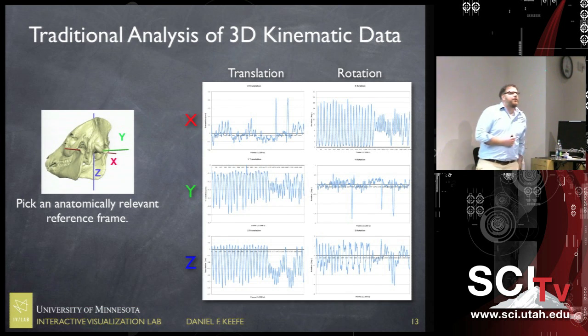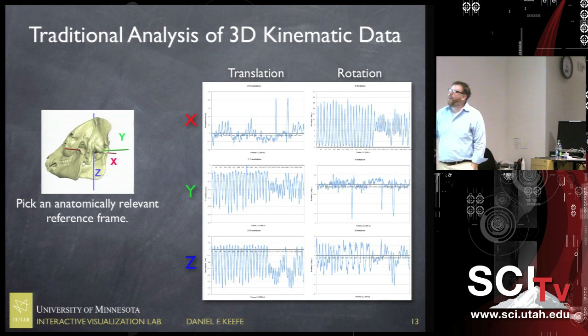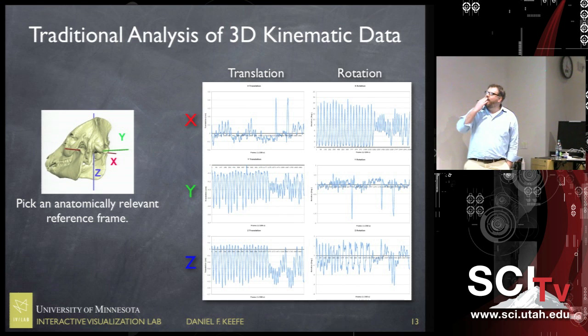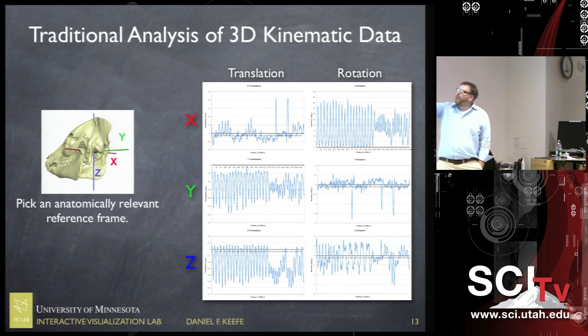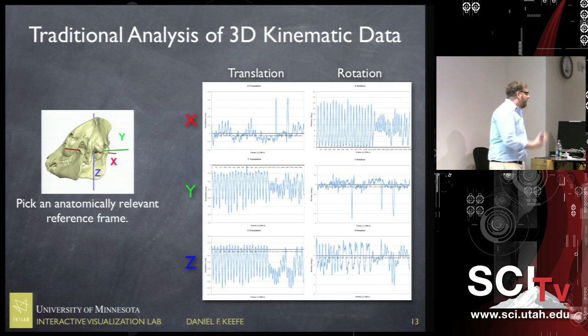And how would you go about doing this? Well, just to start at a very basic level, if you just looked at, say, the motion of the jaw relative to the skull, that's the motion of a rigid body in space. So you've got a translation and a rotation about or along the x, y, and z axes. Okay, so these are the types of plots you could extract.